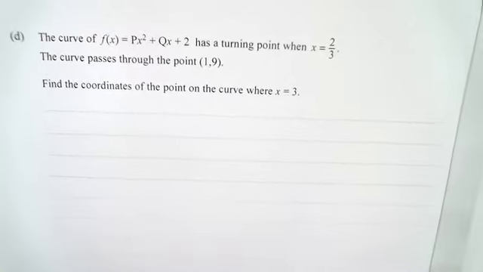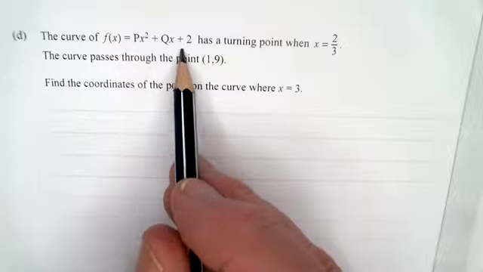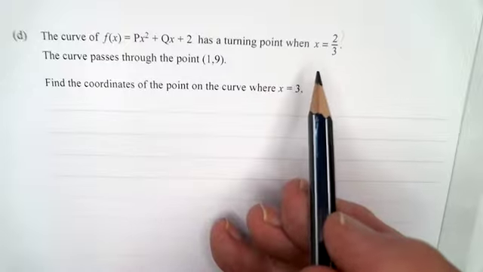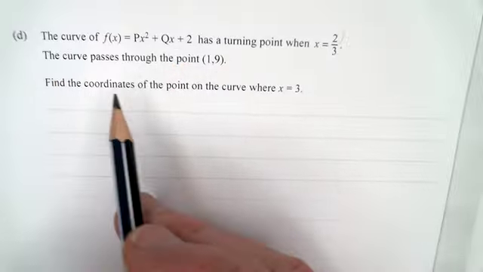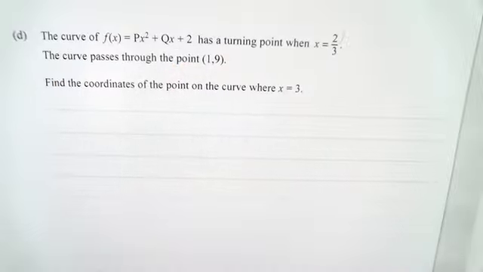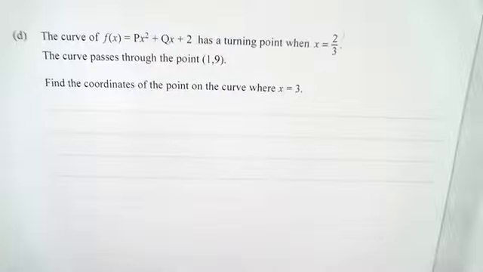Question D says the curve of f of x is equal to blah, and there's a turning point of this thing here. The curve passes through this point here. I'm going to find the coordinates of the point on the curve when x is 3. So we've got a little bit of work to do to find P and Q first. But we do know some useful things about it.